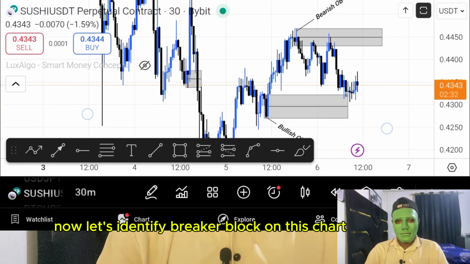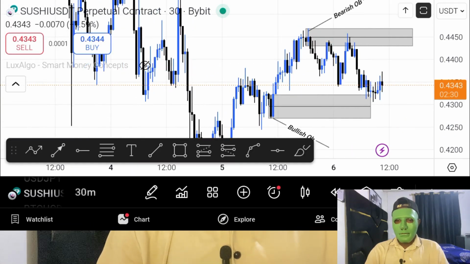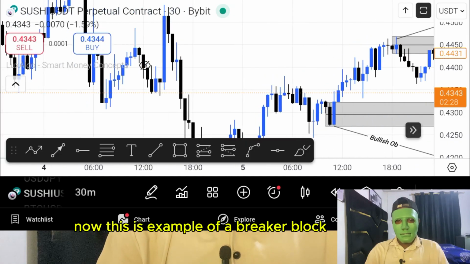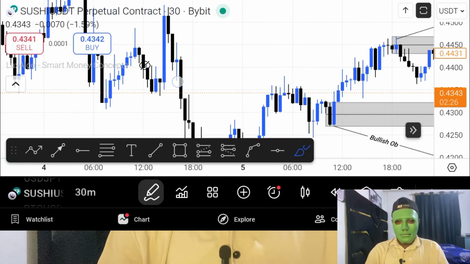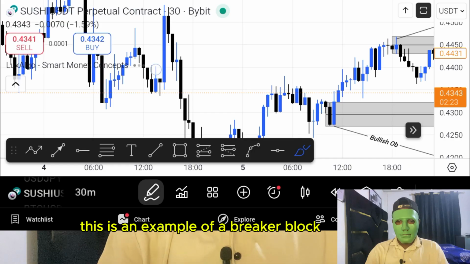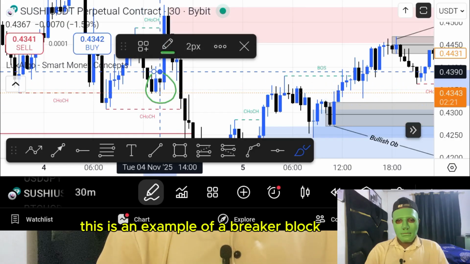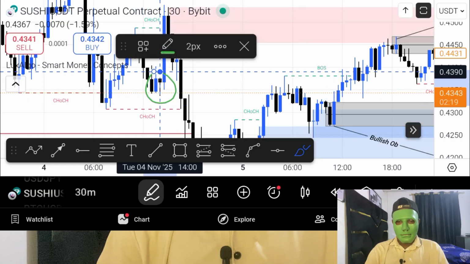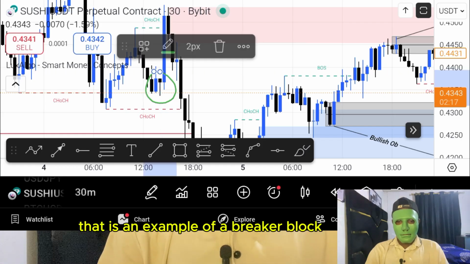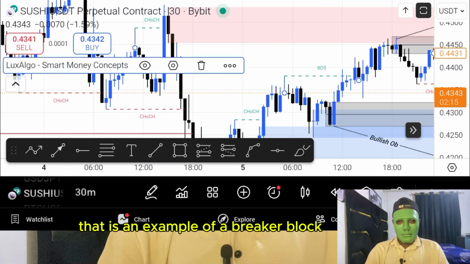Now let's identify a breaker block on this chart. This is an example of a breaker block. This is an example of a breaker block. Are you following? That's an example of a breaker block.